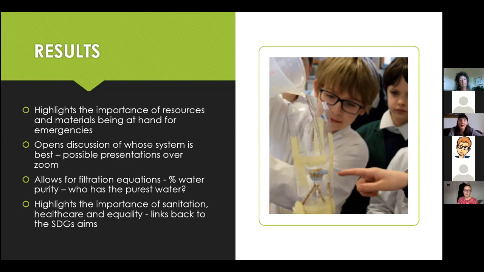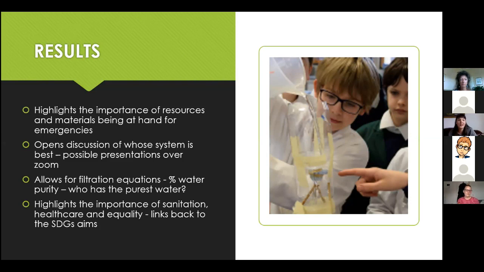So it highlights the inequality many countries face in relation to the pandemic, as so many were better equipped than others, because obviously people have better materials at home than others. The discussion of whose system is the best will highlight all of this, and it's a good way to get them talking, discussing the goals. These could be presented over a Zoom call. They could show their models live, or they could make a Word document with all the materials they used underneath and why theirs worked.